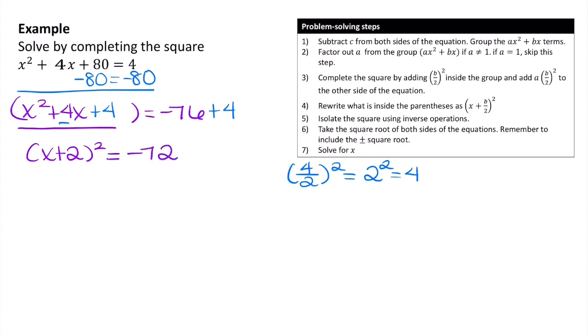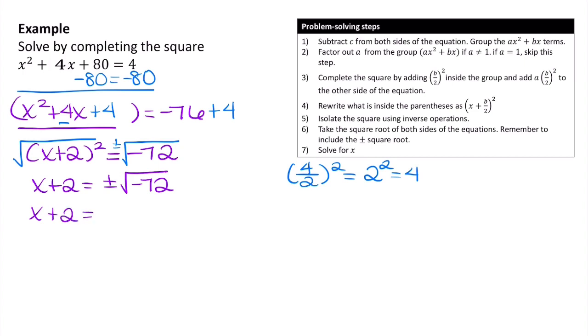Now I can solve by taking the square root of both sides, and when I take the square root of both sides, I get x plus 2 equals plus or minus the square root of negative 72. So I can rewrite this as x plus 2 equals plus or minus the square root of 72 times the square root of negative 1.